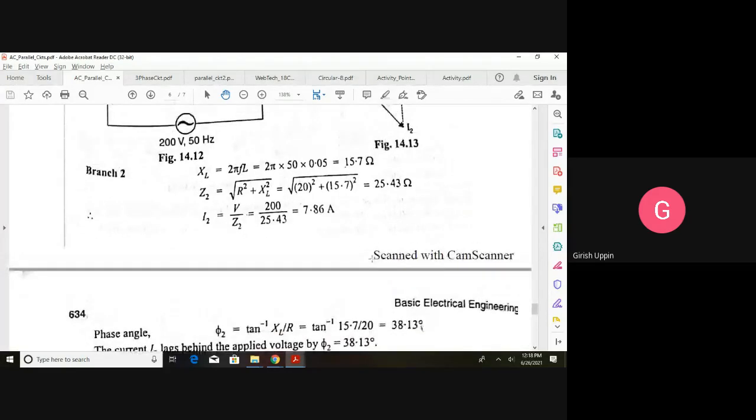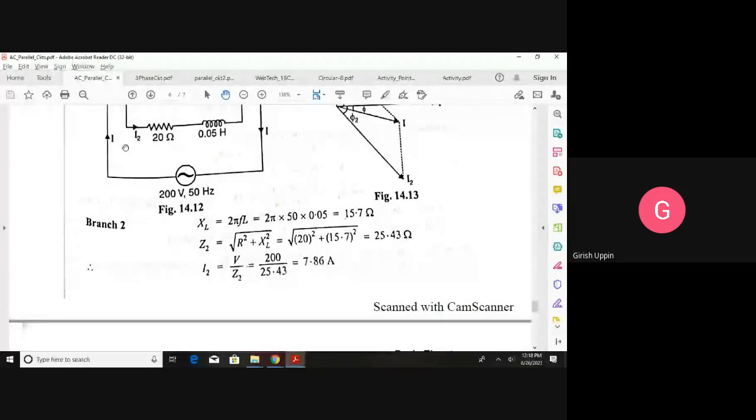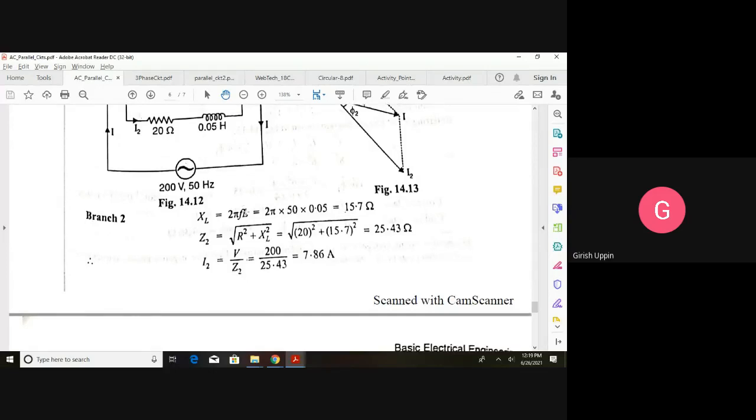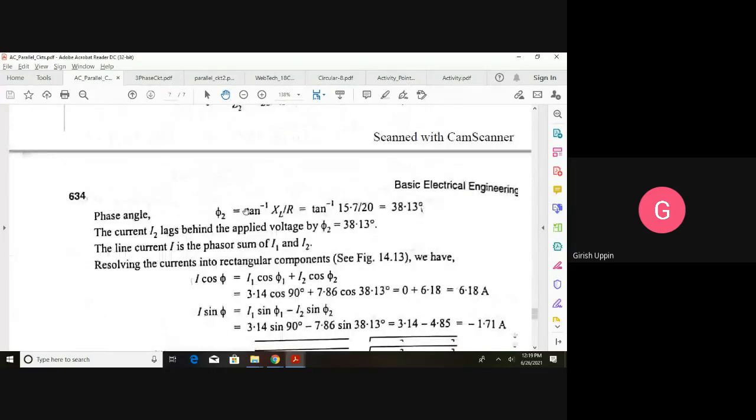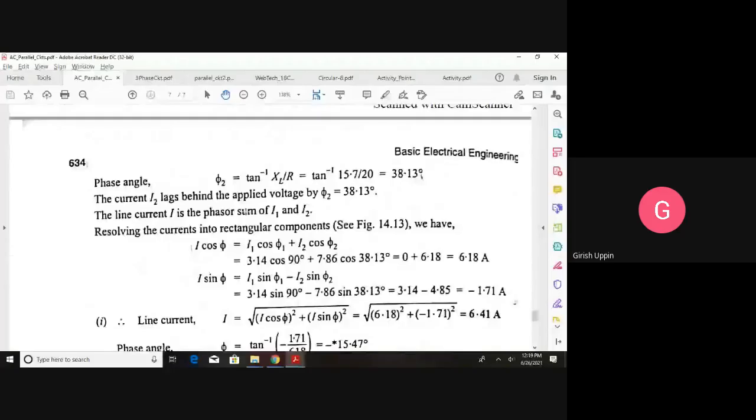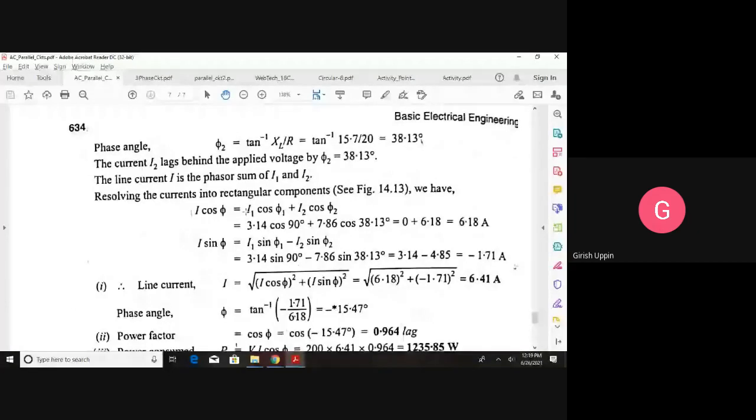Once you know the ZT, what would be the I? I is equal to V by Z, right? V by ZT. So directly you can calculate, you will get the same answers. What you can do, as a practice, is use that particular impedance method. Calculate the impedance, and using impedance, you find all these parameters.